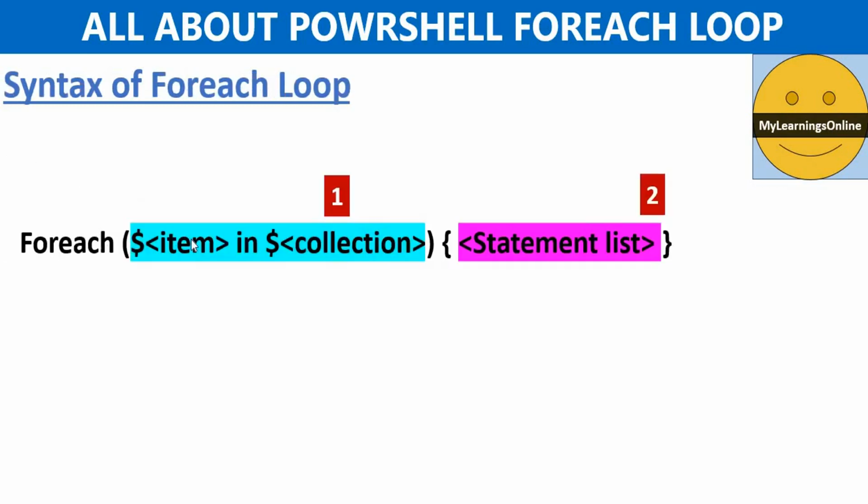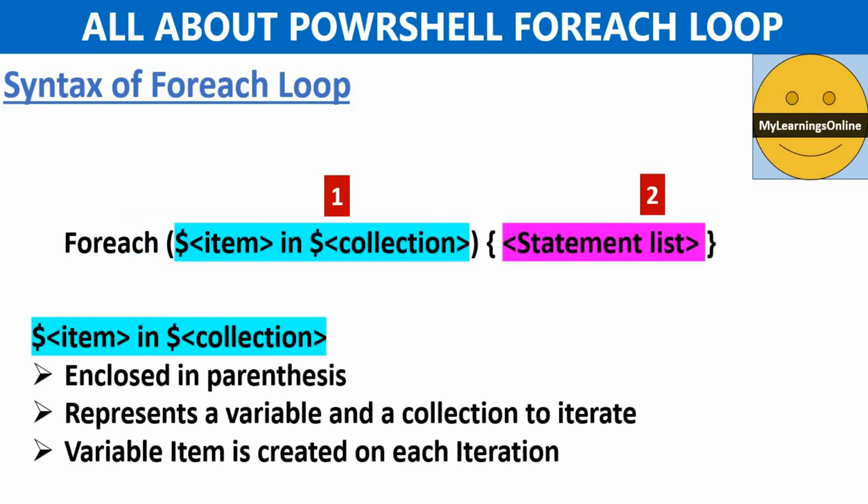In the slide, we can see the syntax of the foreach loop. It has two components. One is item in collection and another one is statement list. The part of the foreach statement enclosed in parentheses represents a variable and a collection to iterate. PowerShell creates the variable item automatically when the foreach loop runs. Prior to each iteration through the loop, the variable is set to a value in the collection.